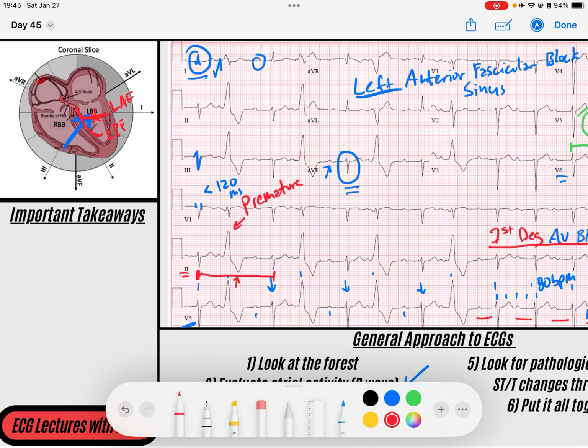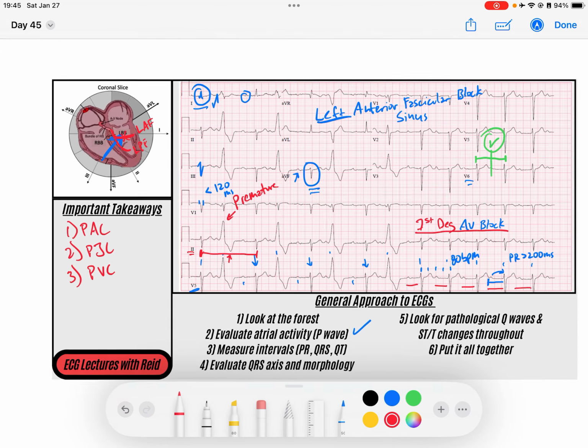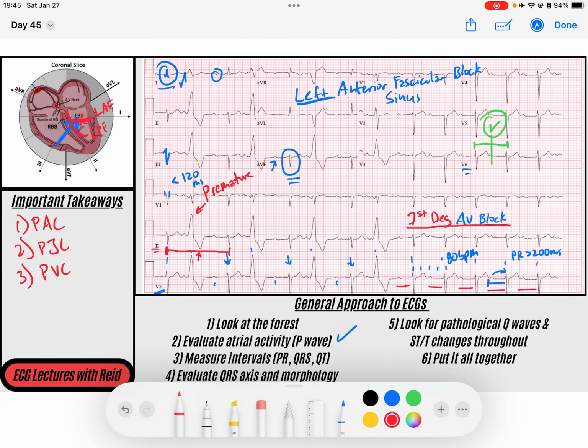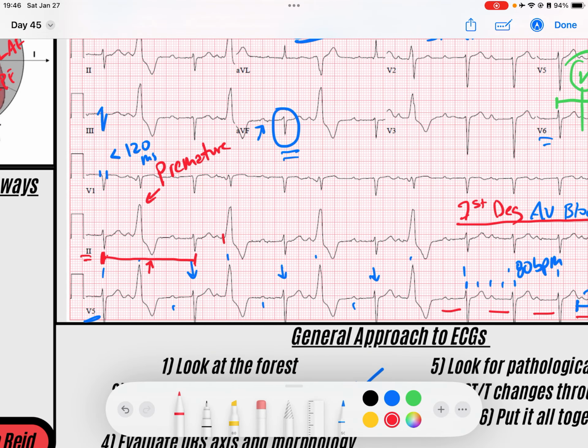So now we need to figure out, are they premature atrial contractions? Are they premature junctional contractions? Or are they premature ventricular contractions? Those are really our three main types of contractions. That just tells us where they're arising from. And so first thing I want to do is notice, are they wide or are they narrow? And so these QRS durations, I see they are wide.